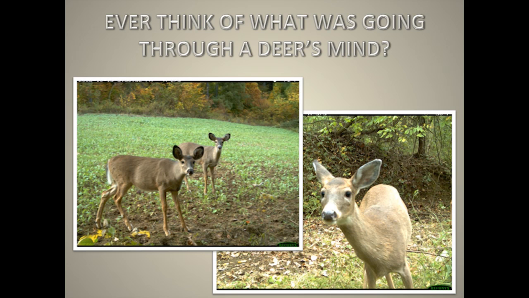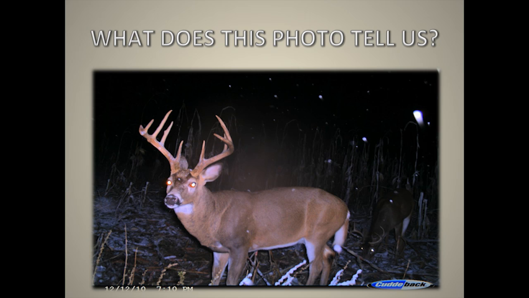Ever think of what is going on through a deer's mind? All of us have pictures like this, deer looking straight into the camera. They say a picture can tell 1,000 words, and it's like this photo right here. What's this photo show us? Well, it tells us a little bit about the age structure of the buck and the buck behind it, but there's really not too much going on here that we can gain knowledge from, other than there's a buck that's made it through the first part of the gun season.